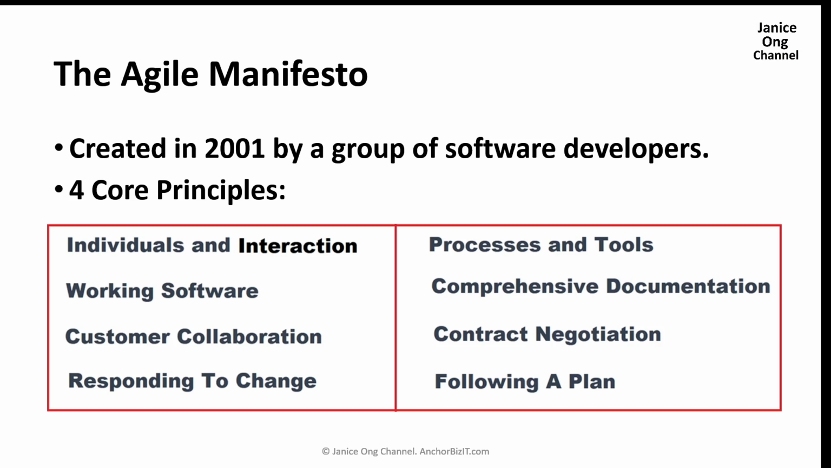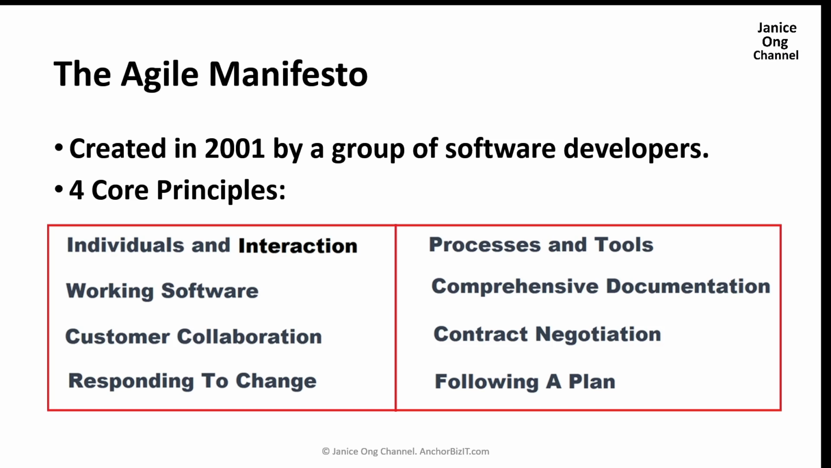While documentation is important, the primary focus in Agile is on delivering functional, usable software to customers as early as possible. Number 3, customer collaboration over contract negotiation.